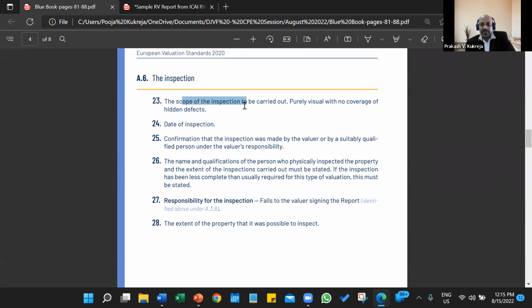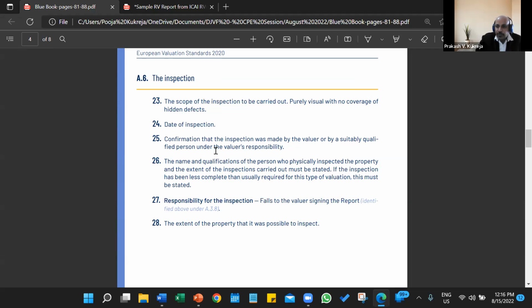Inspection, the scope of inspection being carried out. If it is inventory, plant and machinery, or land and building, it has to be a physical inspection. But as far as SFA is concerned, not all asset classes will have a physical inspection except the inventory part. So the scope of inspection is very, very important. Date of inspection, we discussed. Confirmation that the inspection was made by the valuer or a suitably qualified person.